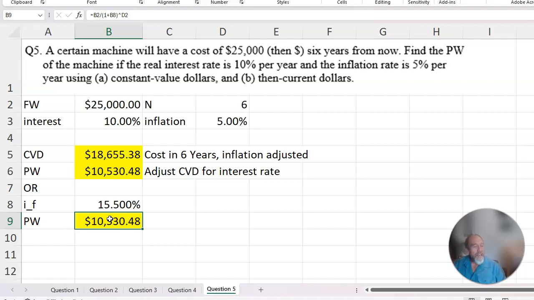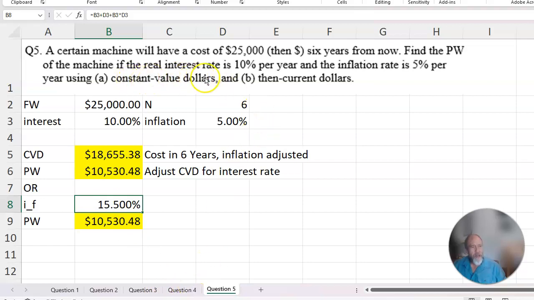And by the way, had I done it in a totally different order, had I originally dealt with the 10% interest rate and then inflation-adjusted for the extra 5%, I would have gotten the same number. Also, coming up with the effective interest rate, I get the same number. All right. Now, some key stuff here.